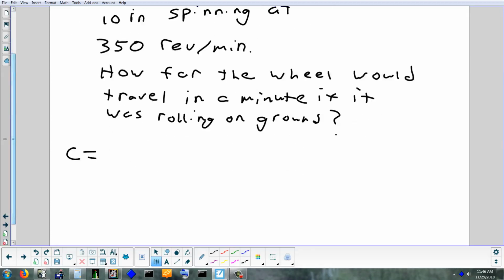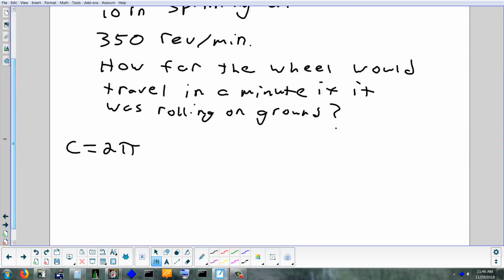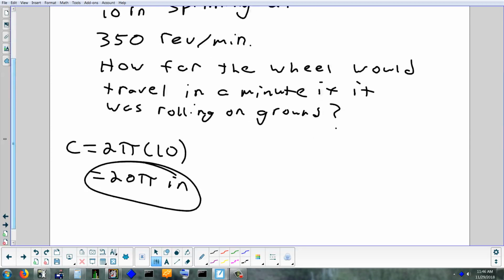Formula for circumference, you need to know that. 2 pi r. So 2 pi times 10. So the circumference is 20 pi inches. So now we know how far the wheel rolls in one revolution. How many revolutions is it doing a minute? 350. So this wheel is going to roll 350 times in 1 minute.